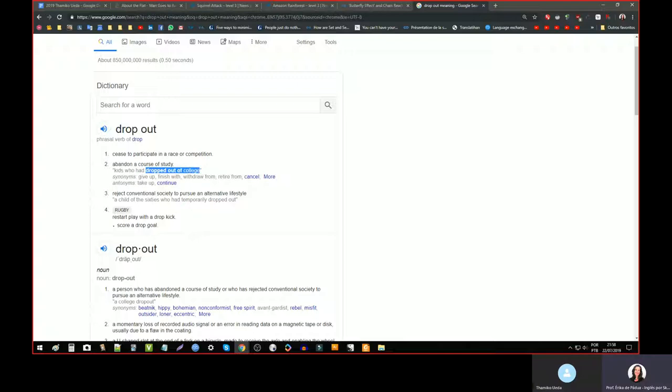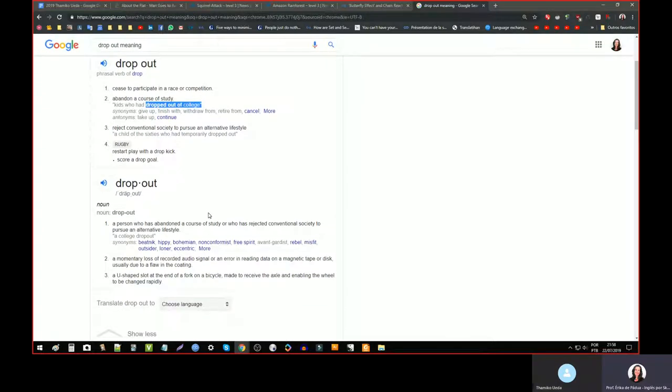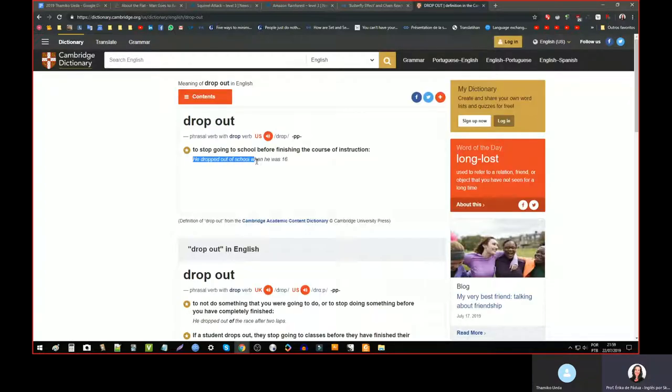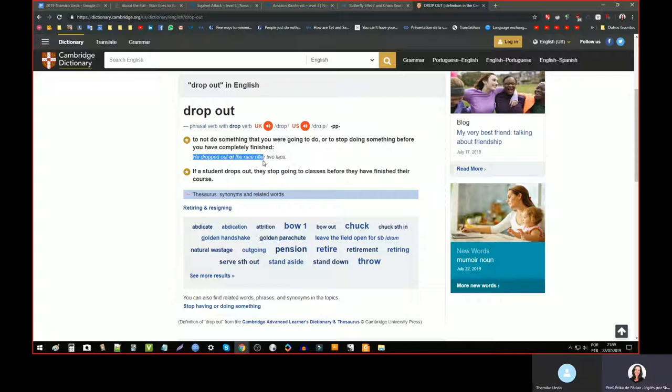It's used with college. It says here abandon a course of study, but I don't know if these kinds of courses are considered that. You usually drop out of college or high school. This is the most common. Here, he dropped out of school. He dropped out of the race after two laps. He left in the middle. He abandoned something. He didn't complete something. So you finished the semester. Because this is a very strong word, very negative and very strong.